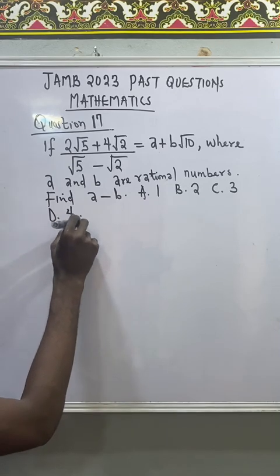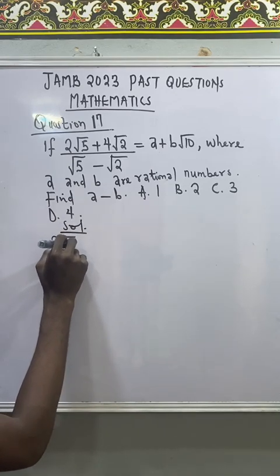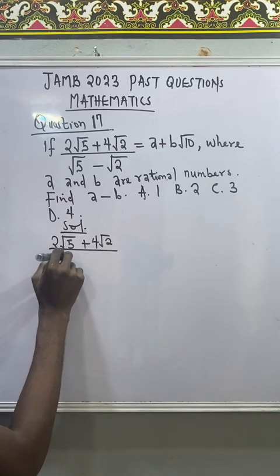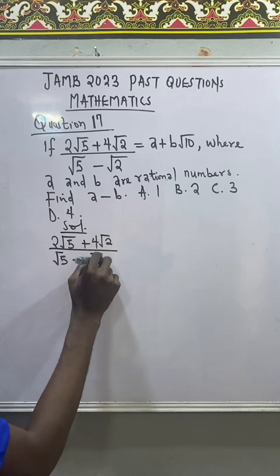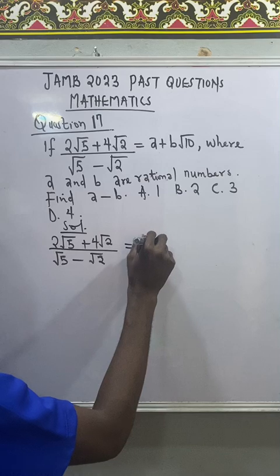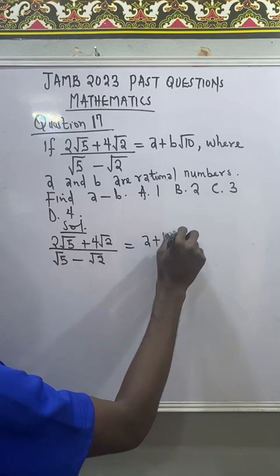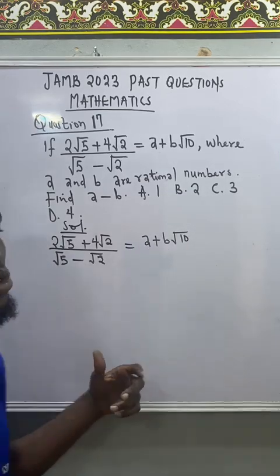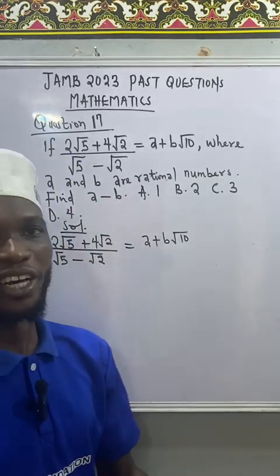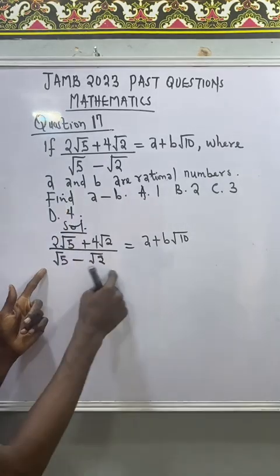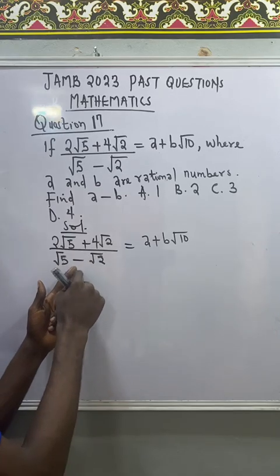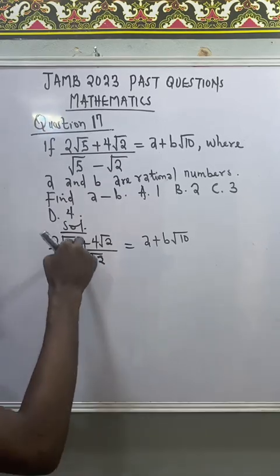So let's rewrite the question. We have 2 root 5 plus 4 root 2 divided by root 5 minus root 2, equal to a plus b root 10. How do we turn a surd into a rational number? By multiplying that surd by its conjugate. What will be the conjugate of the denominator? That's square root of 5 plus square root of 2. Instead of using minus, it turns to plus.